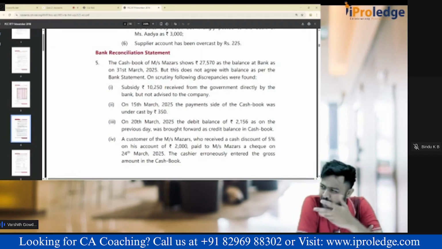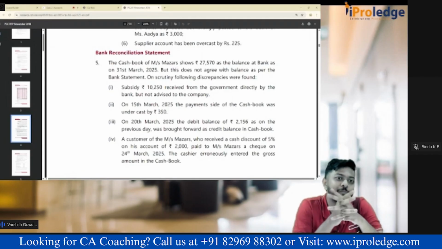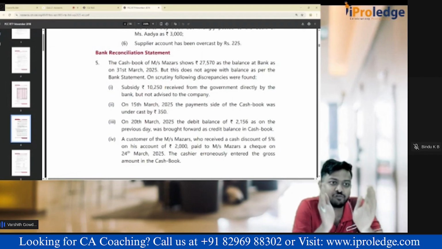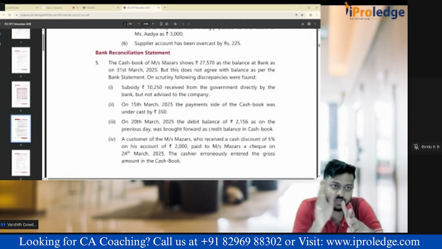Okay. Now before starting this question, one more thing I would like to say about BRS. BRS is always prepared monthly or yearly. Some companies do it every month. Transactions happen in January, and at the end of January, they'll do BRS monthly. Or yearly, for one year, April to March, anything.